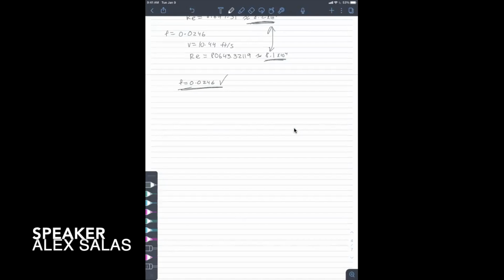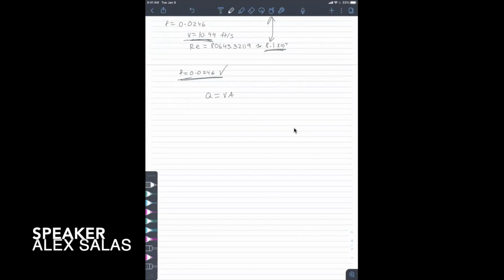And then we can use the velocity that we just found and solve for Q using velocity 10.44 feet per second and the area that we have calculated already above. And we find that Q is 0.171 feet cubed per second.